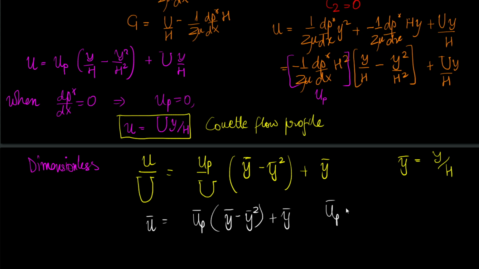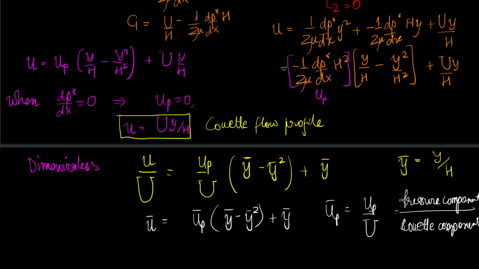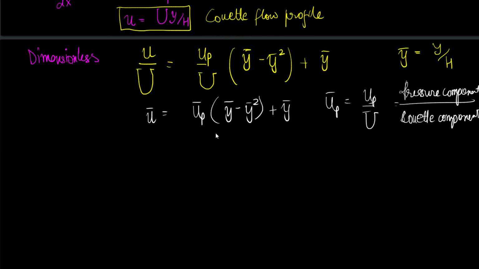So up bar is actually UP upon capital U, which is the ratio of the pressure driven component of the velocity to the Couette component of the velocity. Depending on which term is dominant, you will obtain different flow profiles. If the flow is dominated by UP, that is if up bar is quite large, then you will tend to see a parabolic profile rather than a linear profile.